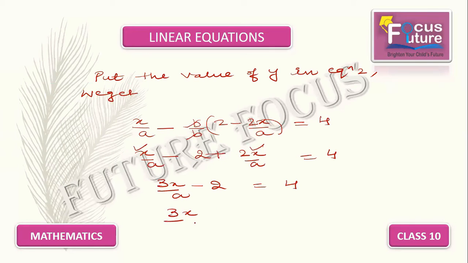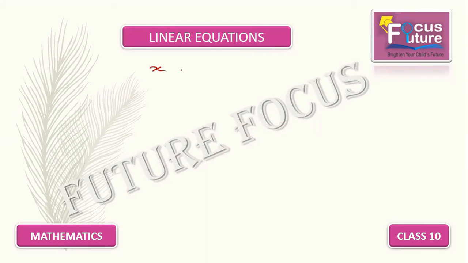So 3x upon a, 2 would go on the right hand side. 4 plus 2, that would be 6. So 3x upon a is equal to 6. So x upon a is equal to 6 divided by 3, that is 2. So x is equal to 2a. A is divided over here, so when it goes there it would be multiplied.